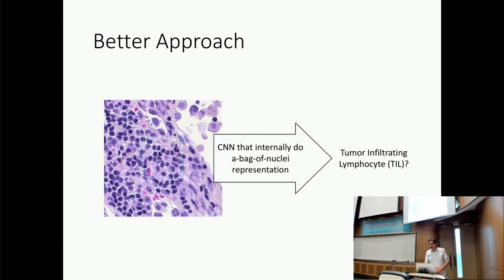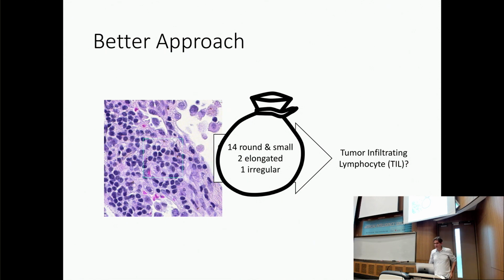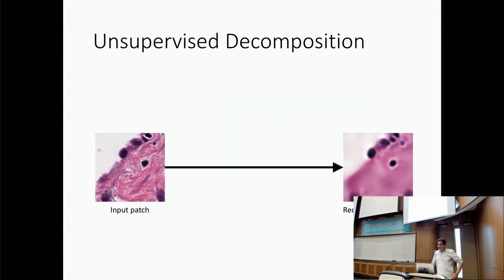Okay, so the straightforward approach would be to run a CNN and then decide whether it's a lymphocyte, and that would be the same as what's called a bag of nuclei representation. That means I throw everything in a bag, and I don't know how they are related. I just learn to recognize if the stuff I'm looking for is in the bag or not. Okay? So I'll know that there's 14 rounded small things, 2 elongated things, 1 irregular.